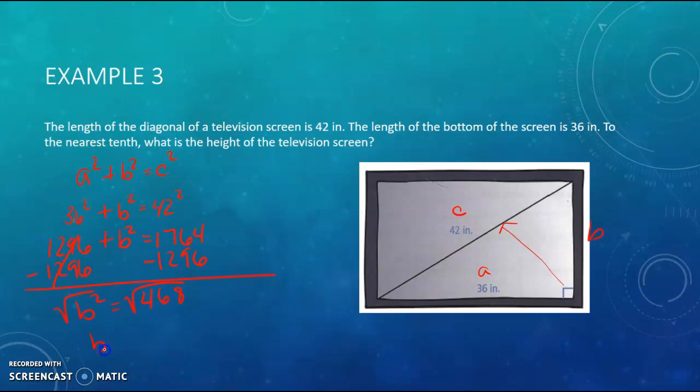And so b will equal, the square root of 468 is 21.6. Because we're rounding to the nearest tenth.